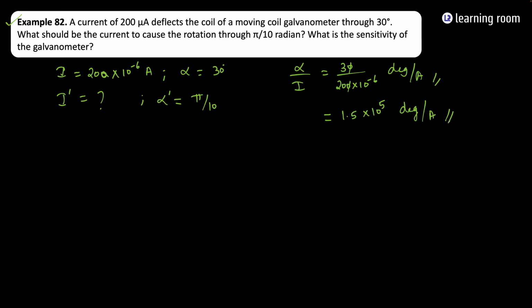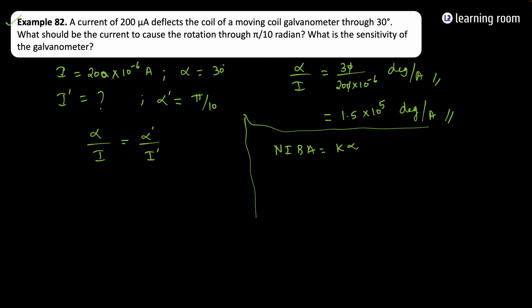Sensitivity itself should be a constant. So alpha divided by I should be equal to alpha dash divided by I dash. If at all you have a doubt of why I wrote it like this, observe what is the only equation I had been using to solve all the problems.